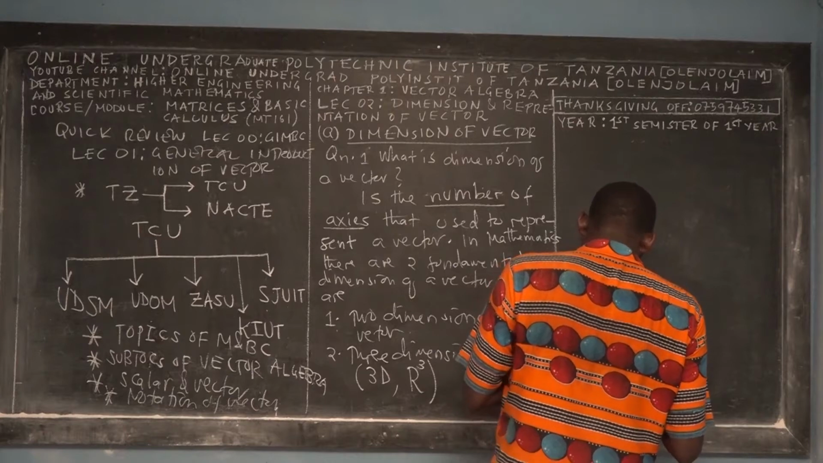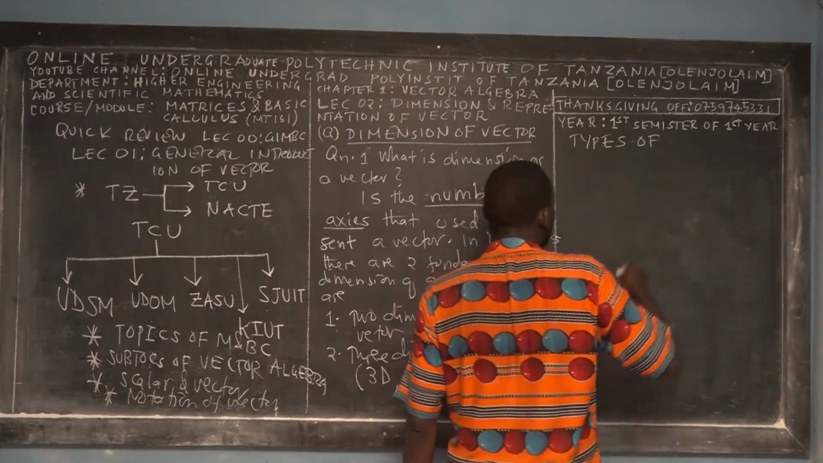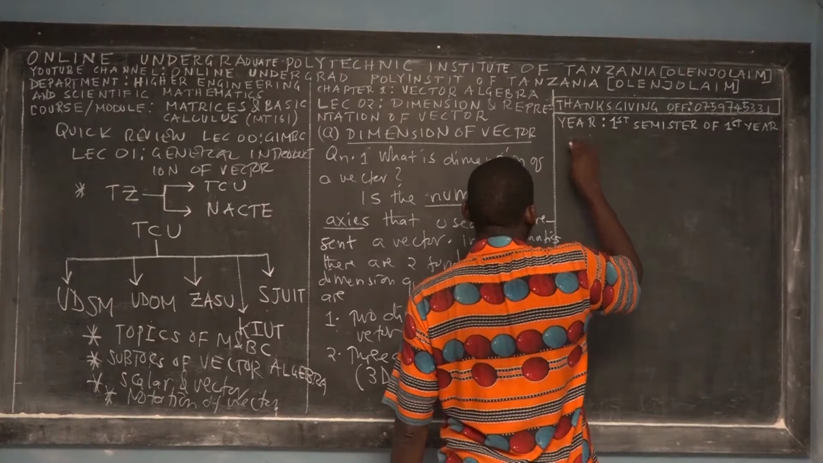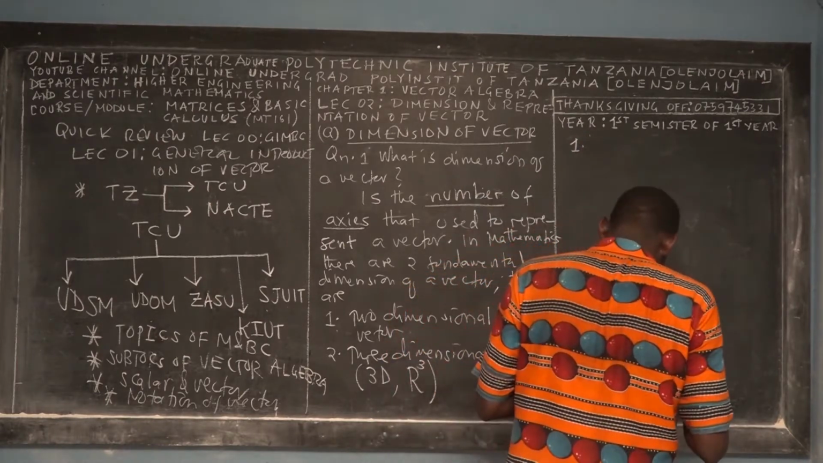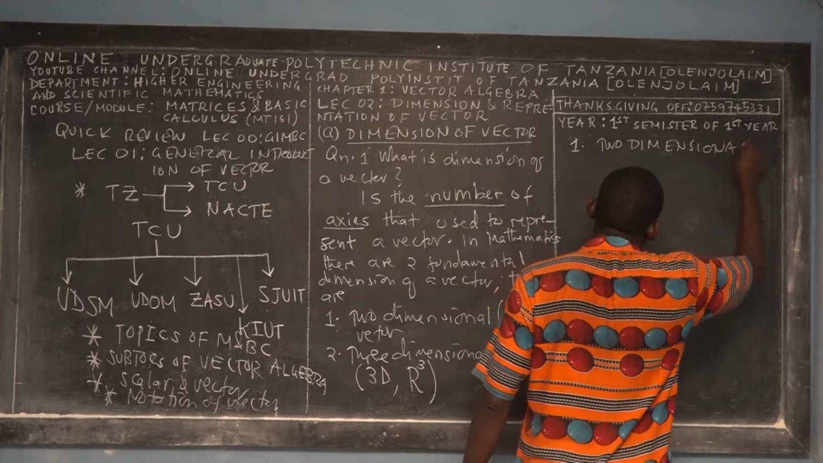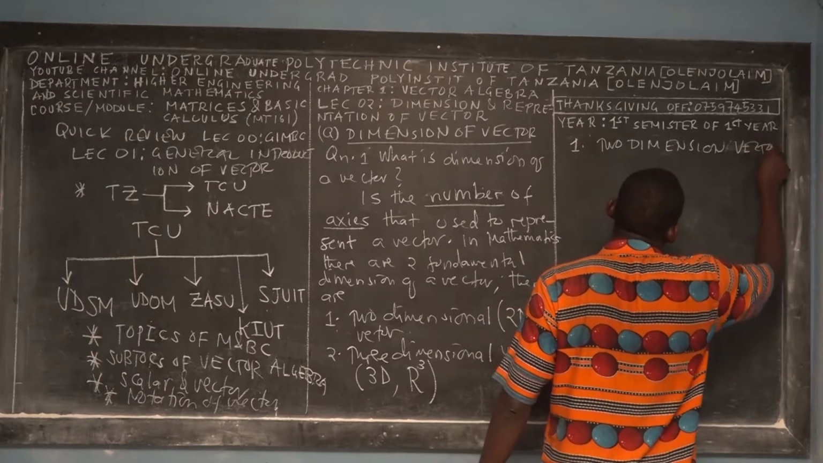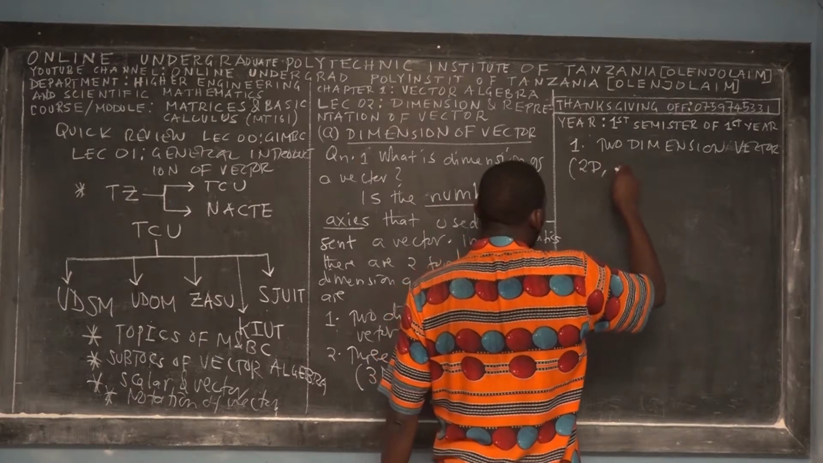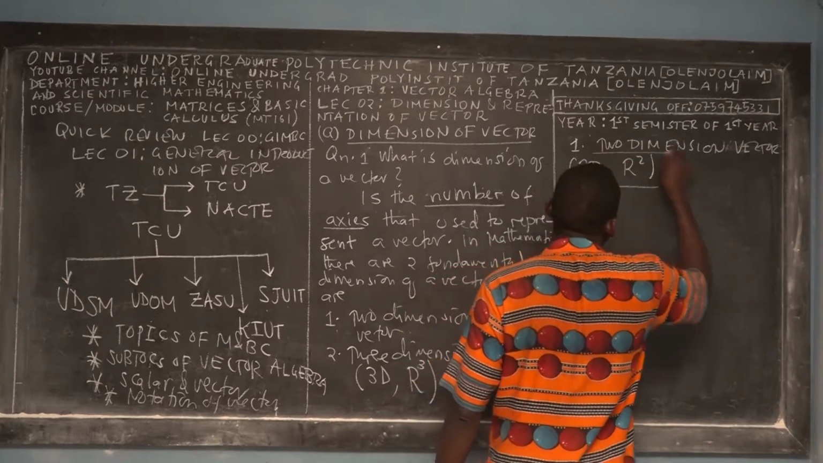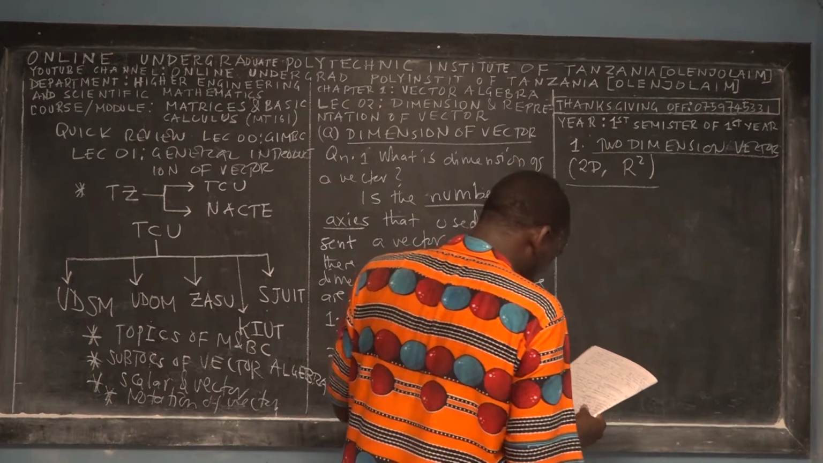So if that's the case, the types of dimension I have already mentioned. So let me go straight forward and discuss with you the two-dimensional vector. Okay, two-dimensional vector, which we can notate as 2D, or we can notate as R squared. What is it? After this concept, I will be teaching about how we can represent a vector.